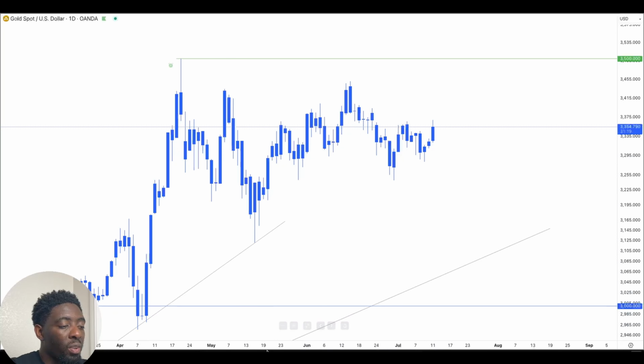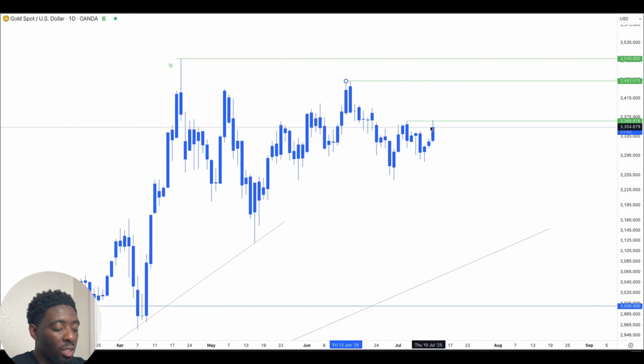Now looking at it already, this area was a point of concern for me, because once we got to this area, I was sat here looking at it and thinking, if we break out of this area impulsively, then we're going to take out this area right here. But if we struggle at an area like this, it could mean a lot coming into next week.